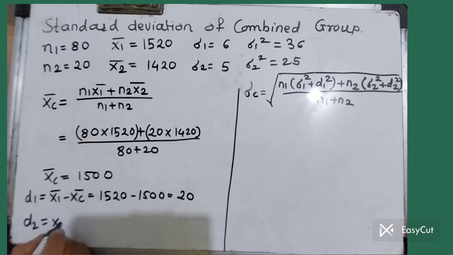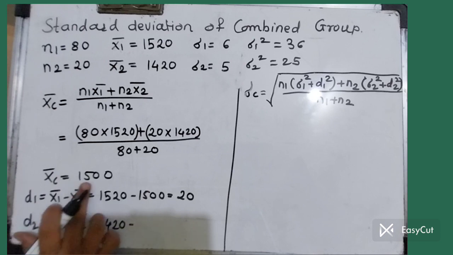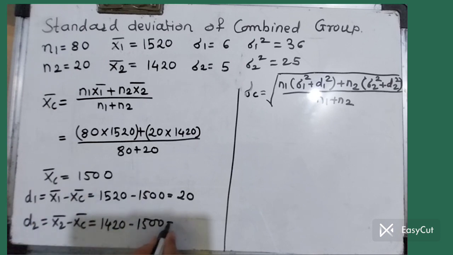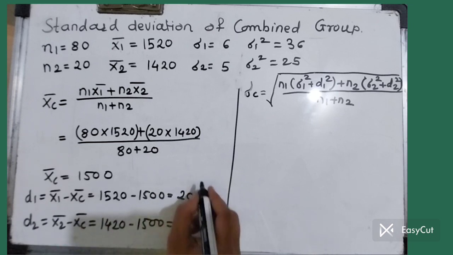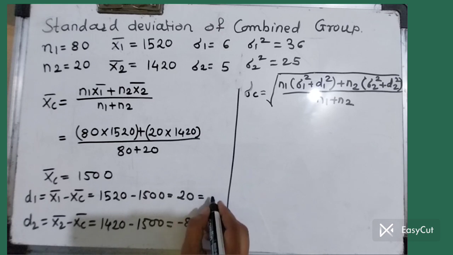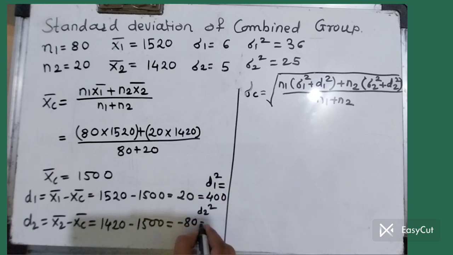D2 is X2 bar minus XC bar. X2 bar is 1420 and our XC bar is 1500. So it is minus 80. We require here the squares, D1 square and D2 square. So D1 square is 400 and D2 square is 6400. Put all values in this formula.